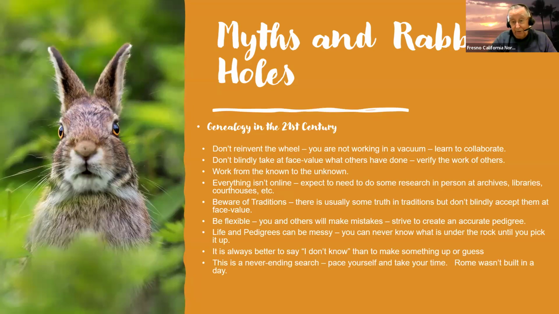And this is a never-ending search. Pace yourself. That's the main thing. Rome wasn't built in a day. Your tree will never be finished, regardless of the fact that people say it's all done. Because every time you find one more new ancestor, now you got to find 2 more. When you find those 2, now you got to find 4 more. It will never end. So pace yourself and enjoy the ride.